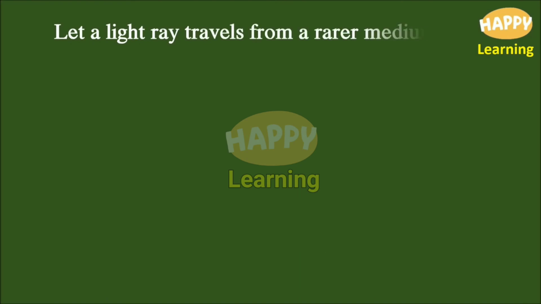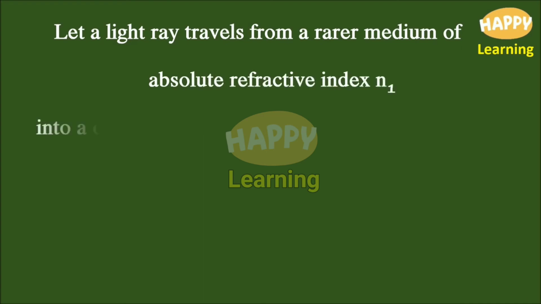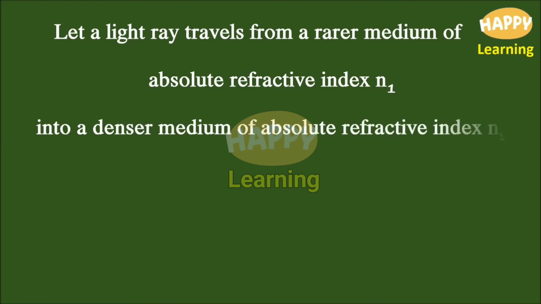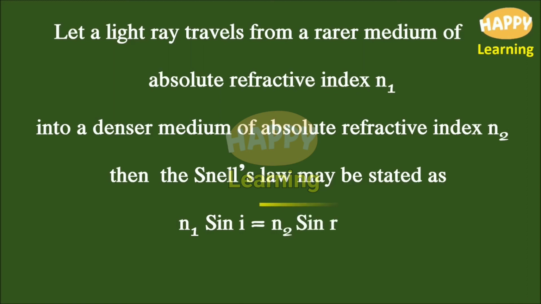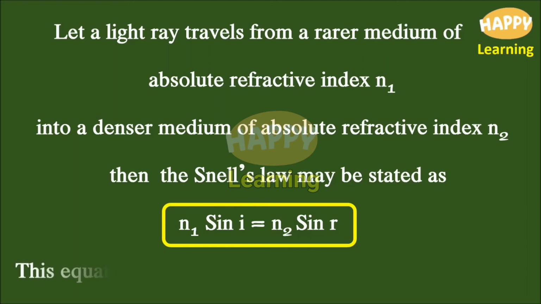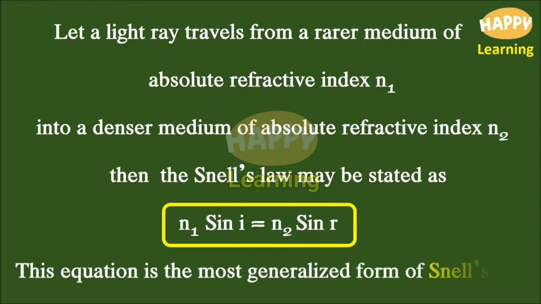Let a light ray travel from a rarer medium of absolute refractive index n1 into a denser medium of absolute refractive index n2. Then Snell's law may be stated as n1 sin I is equal to n2 sin r. This equation is the most generalized form of Snell's law.